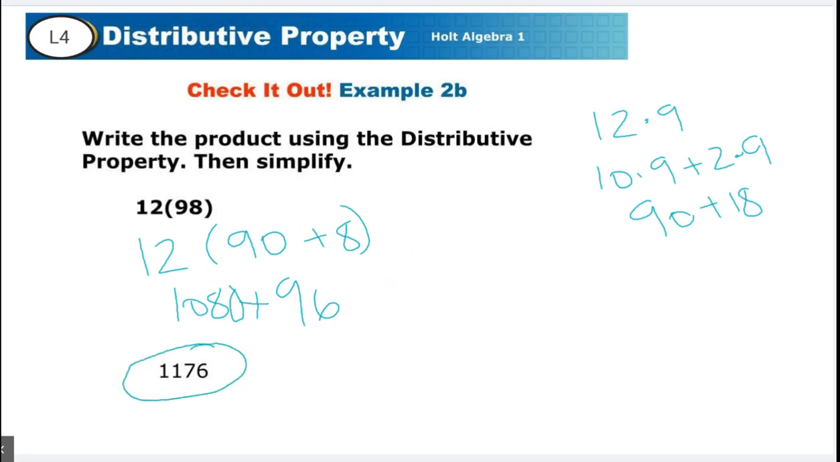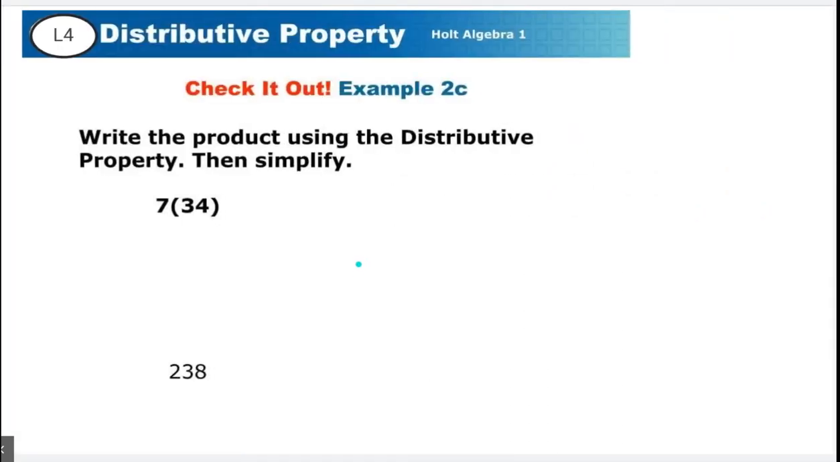Good thing I put the answers there. I would have given you a whole 1,000 less. 7 times 34. 7 times 30 plus 4. 7 times 30, 7 times 3 is 21, and then I have to add the 0. 7 times 4 is 28. And 210 plus 28 is 238.